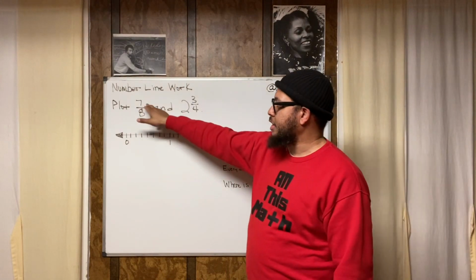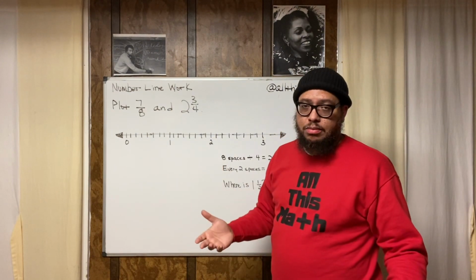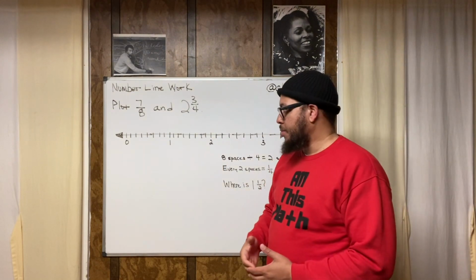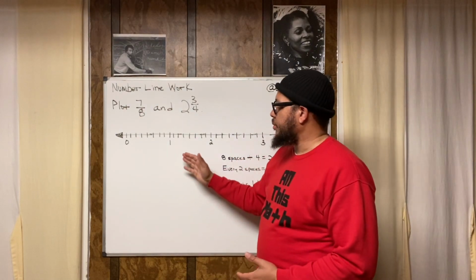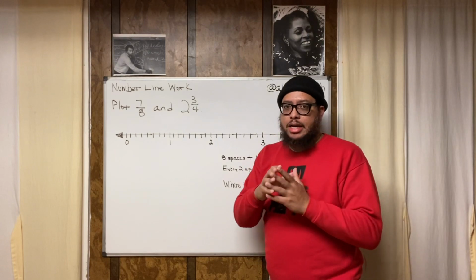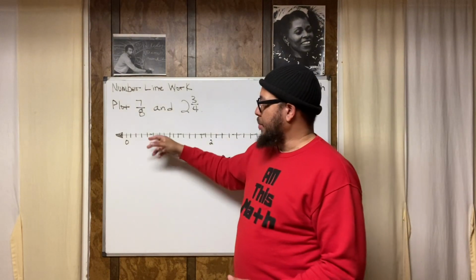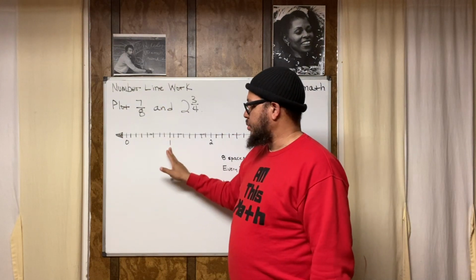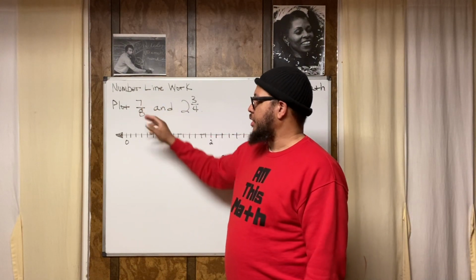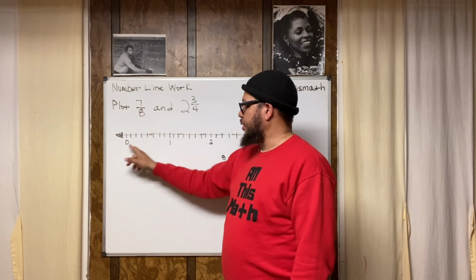So first, let's look at 7/8. 7/8 is more than 0. It's not negative. It's more than 0, but it's less than 1, because anytime you have a fraction that's got an equal numerator and denominator, that fraction is equal to 1. So that means that 8/8 would be equal to 1. So if you've got 7/8, that means you've got less than 1. So that means that this fraction is in between 0 and 1. It's in between here.